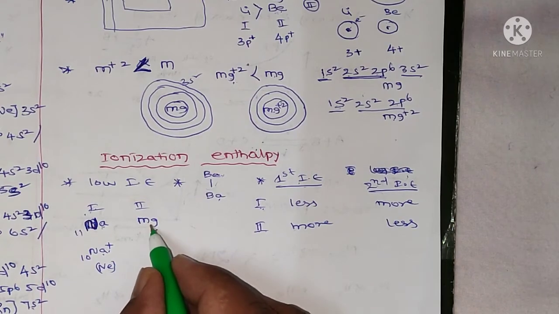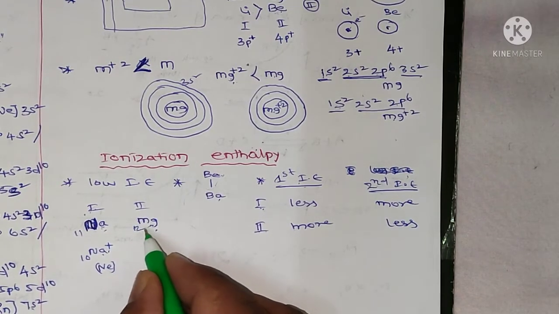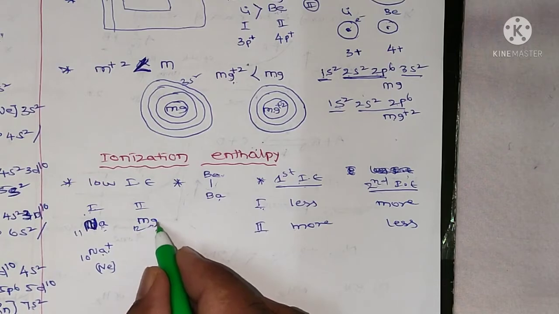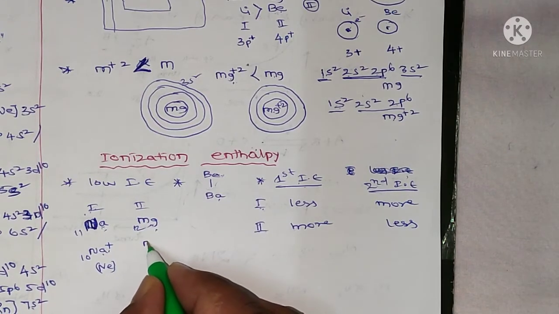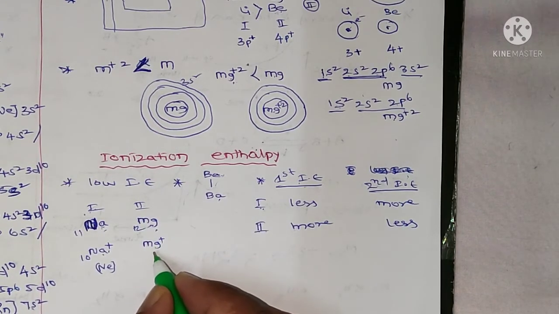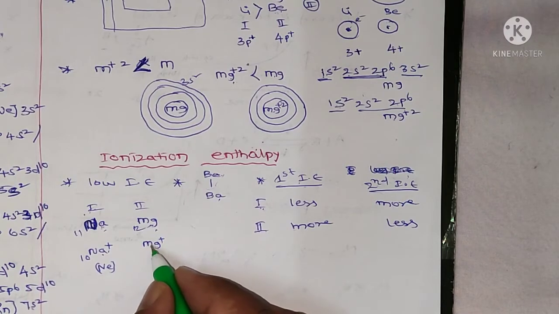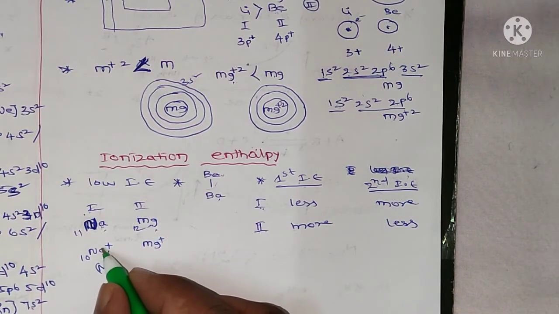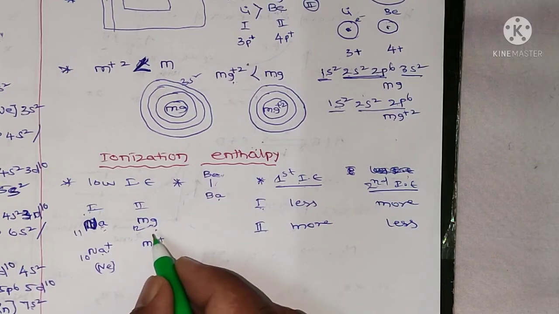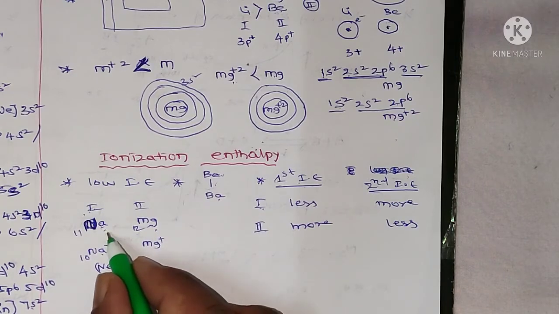And if you take magnesium, the first ionization enthalpy is more than sodium. The magnesium atomic number is 12. So if it loses one electron, it will form Mg+. Now it is not stable, but here it is stable. That's why it requires more energy than sodium.